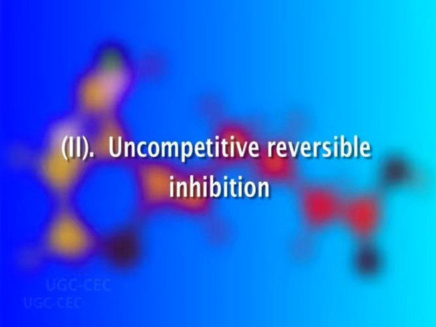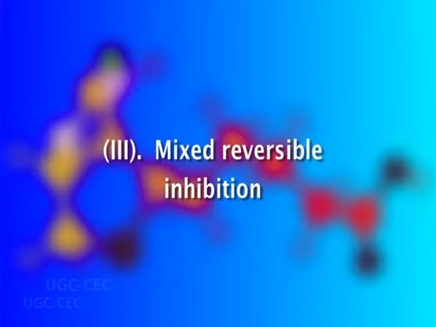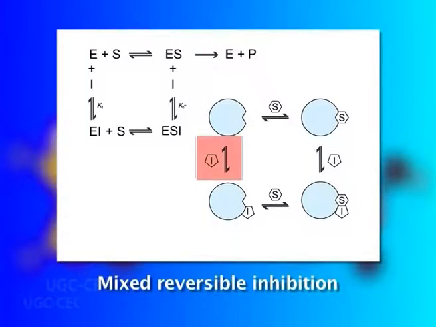Uncompetitive reversible inhibition. An uncompetitive inhibitor binds only to a site distinct from the substrate active site and binds only to the enzyme-substrate complex. Ultimately, it leads to no reaction. Mixed reversible inhibition. A mixed reversible inhibitor binds either to the enzyme-substrate complex or directly to the enzyme. It also binds to a site which is distinct from the substrate binding site.